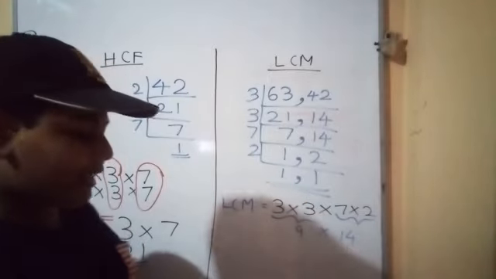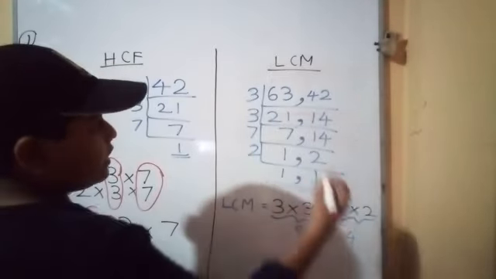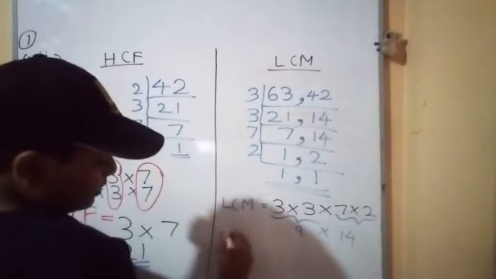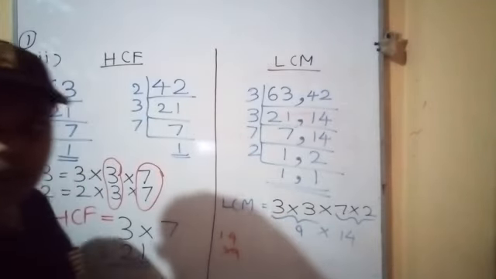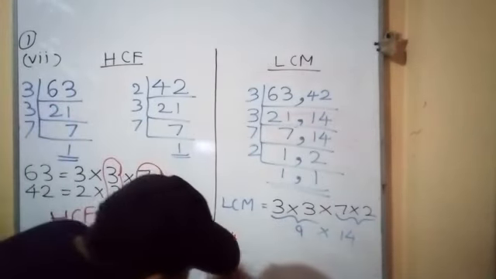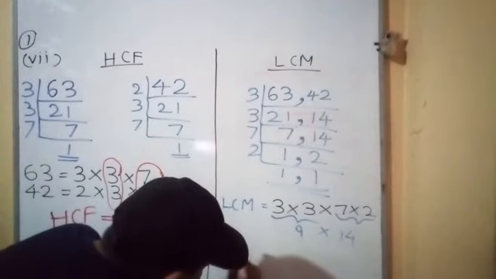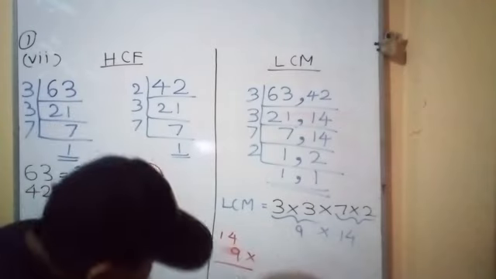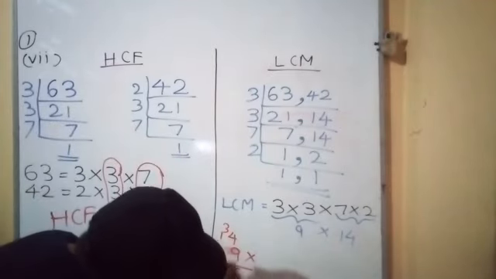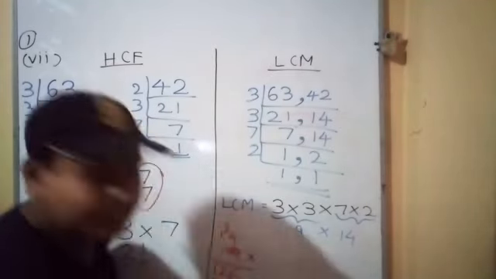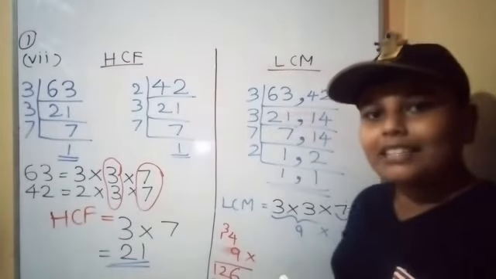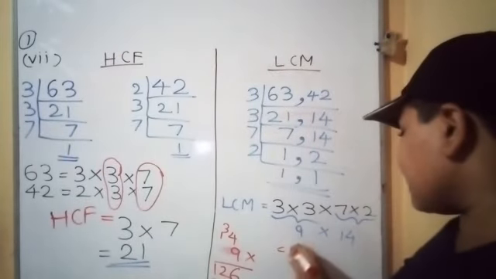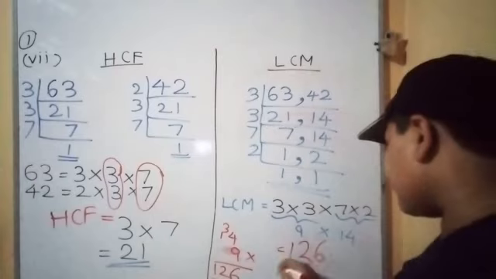Let's multiply this. 14 multiply 9. So 9 multiply 4 is 36, so you know that 6 goes there and 3 carries, and 1 to 6 comes. So what is the LCM? 126.